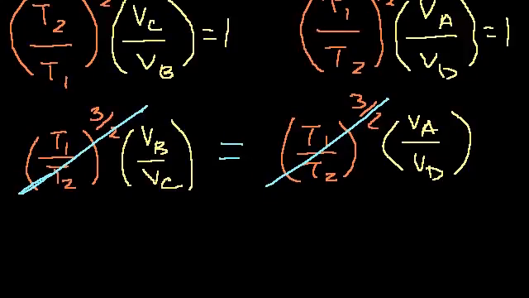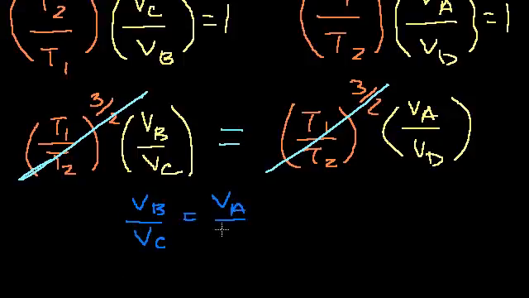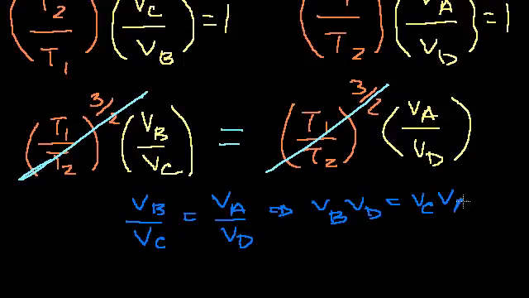I think you can see the finish line. The finish line is near. We have VB over VC is equal to VA over VD. Now, that's not quite the result we wanted, but it takes a little bit of simple arithmetic to get there. Let's just cross multiply, and you get VB times VD is equal to VC times VA.